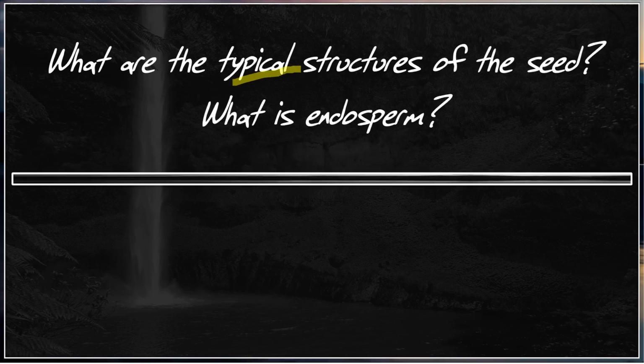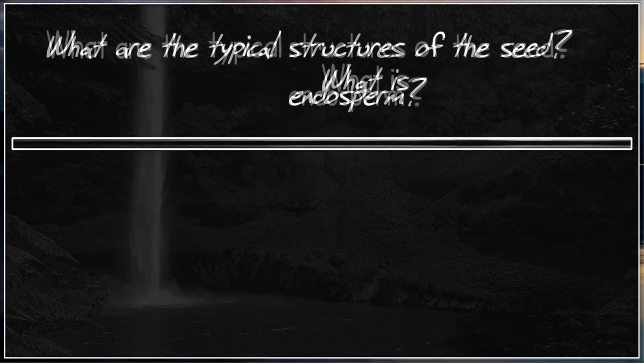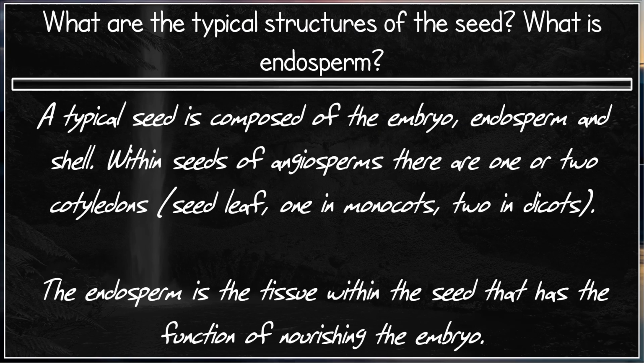What are the typical structures of the seed? What is endosperm? A typical seed is composed of the embryo, endosperm, and shell.